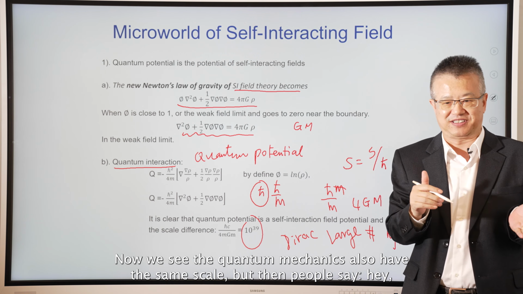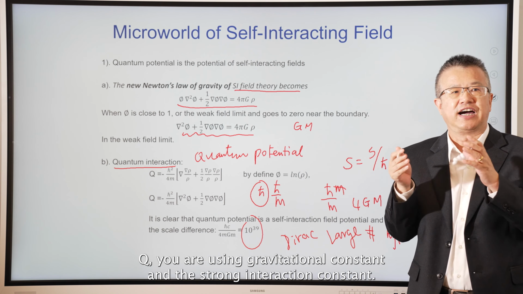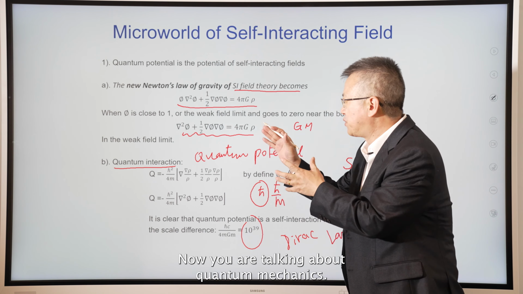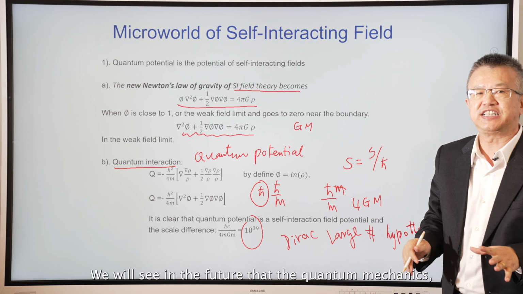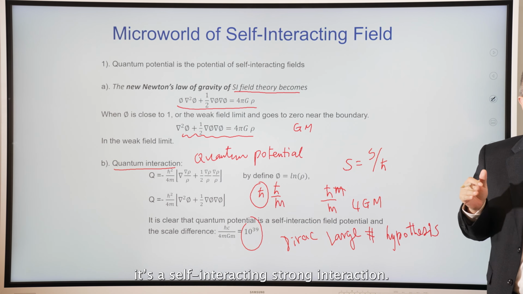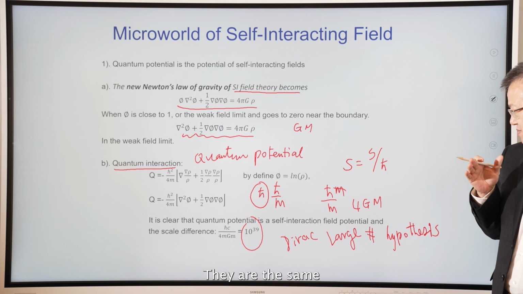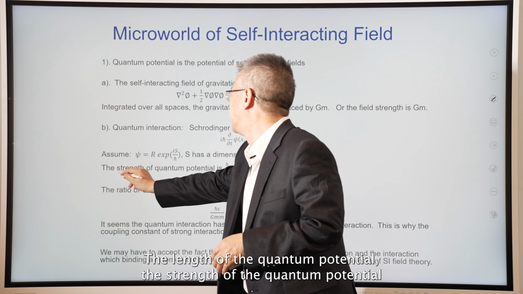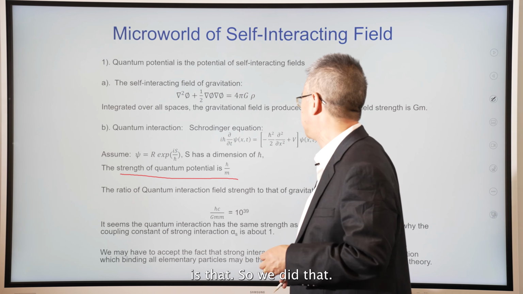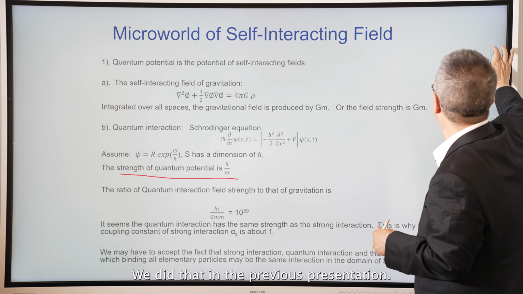But then people can say, hey Q, you're using the gravitational constant and the strong interaction constant, now you are talking about quantum mechanics. We will see in the future that quantum mechanics is a self-interacting strong interaction. They have the same amplitude. The strength of the quantum potential is that. We already did that in the previous presentation.